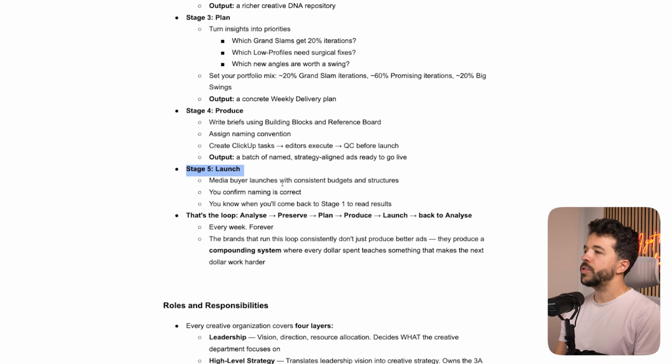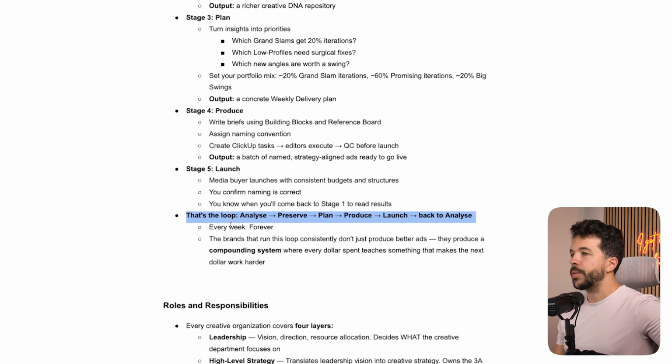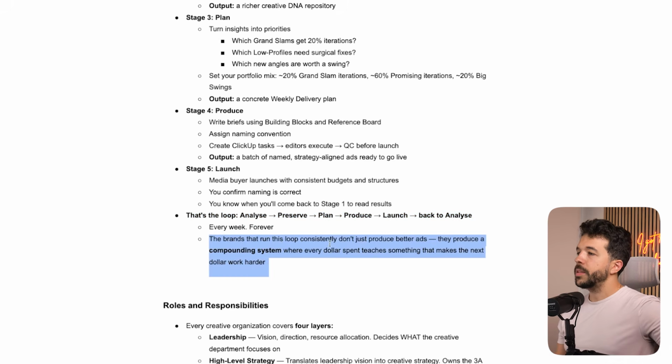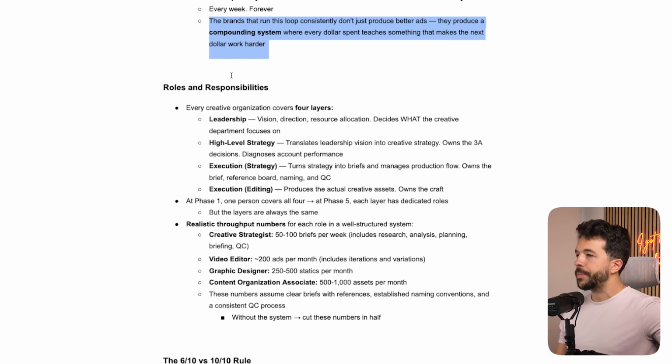The media buyer launches with consistent budgets and structures. You confirm the naming is correct, and you know when you'll come back to stage 1 to read the results. This is the loop that you keep going through every single week forever. You can delegate part of it, you can delegate it entirely, but it's very important that everything happens every single week. The brands that wrap this loop consistently don't just produce better ads, they produce a compounding system where every dollar spent teaches something that makes the next dollar work harder.